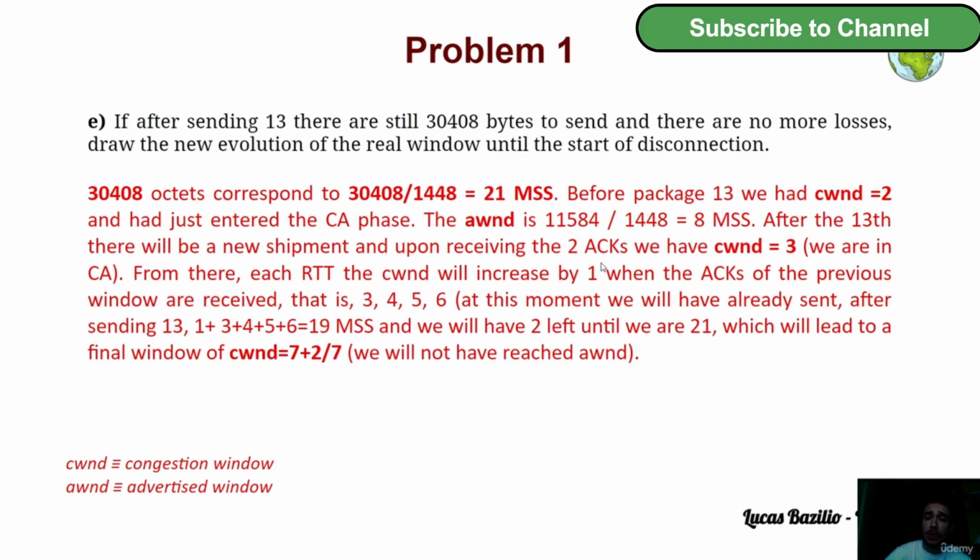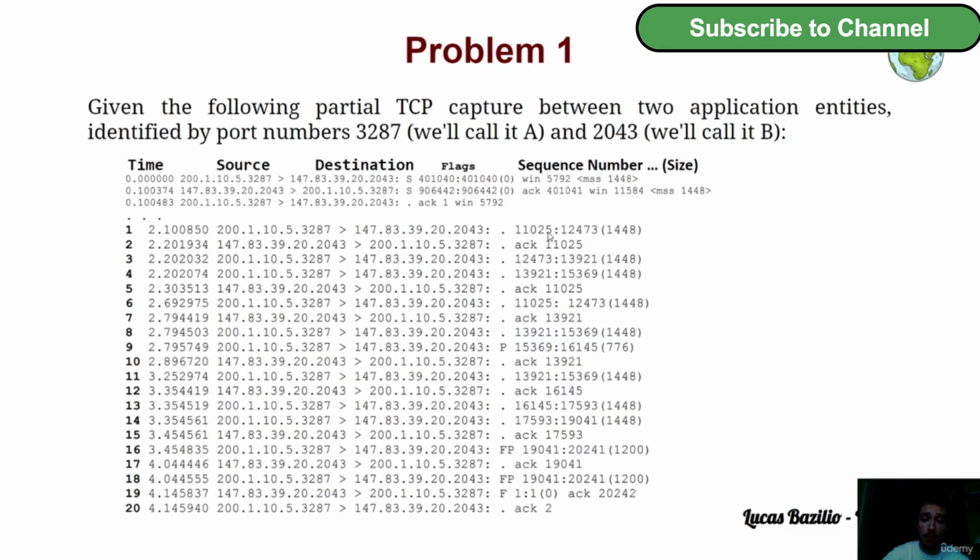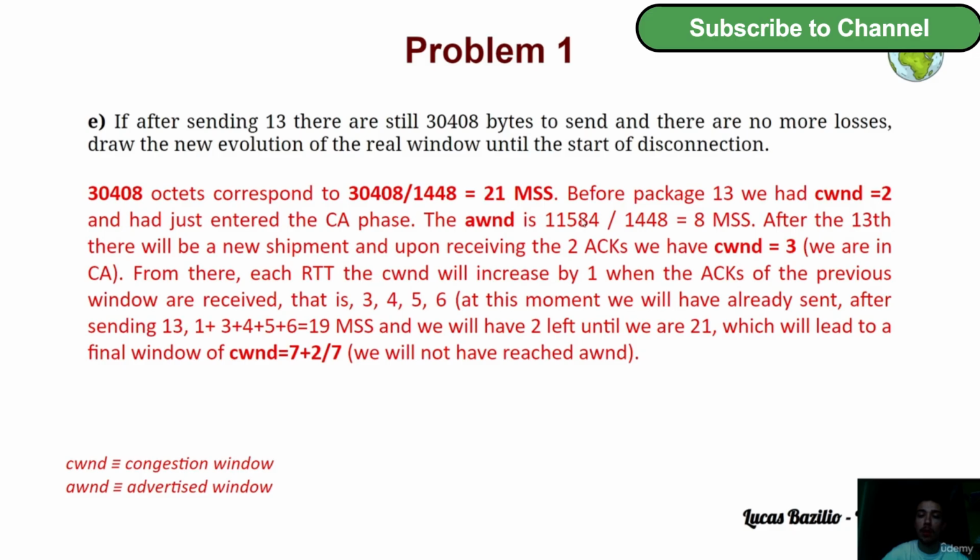What is important to mention here is the advertised window, as we know from the TCP frame in this TCP dump capture. The advertised window is this value, 11,584. We already explained in the previous question, question D, that this win that we see here on the capture represents the advertised window. The advertised window has this value in bytes. If we want to know how many maximum segment sizes it occupies, we can just divide this by the value of a maximum segment size. So the advertised window is 8 maximum segment sizes.